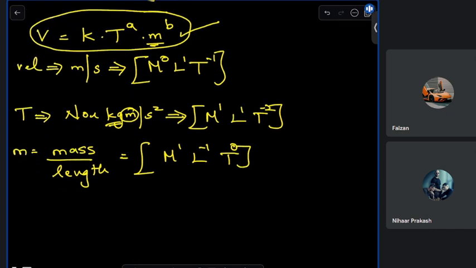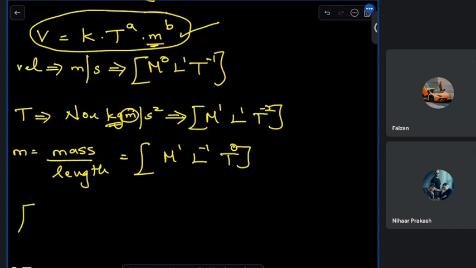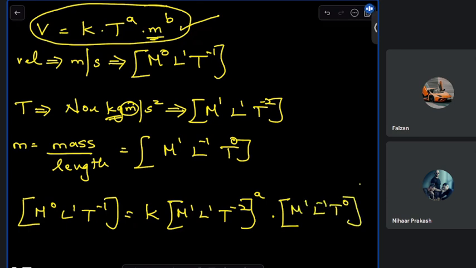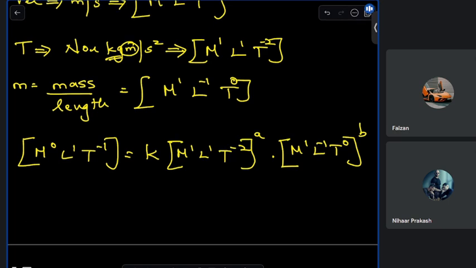Left hand side velocity was there. What was the dimension of velocity? M0 L1 T to the power minus 1 is equal to k was there as it is. Then T to the power a was there. T is what? M1 L1 T to the power minus 2, but to the power a. M was there, linear density, M1 L minus 1 T to the power 0, to the power b. So whatever I had ticked before that answer, I'm substituting everything whatever I knew in terms of dimensions.